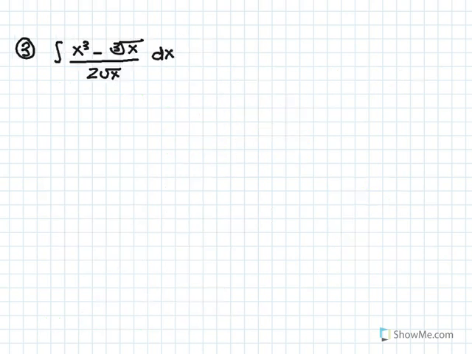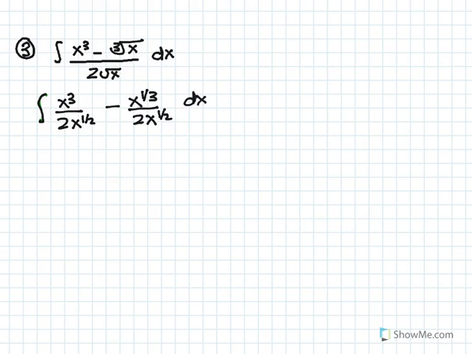So here we have the integral of x cubed minus the third root of x, divided by 2 root x. How do we go about doing that? All right, so let's split up the integral. That's the integral of x cubed divided by 2x to 1/2 minus x to 1/3 divided by 2x to 1/2 dx.